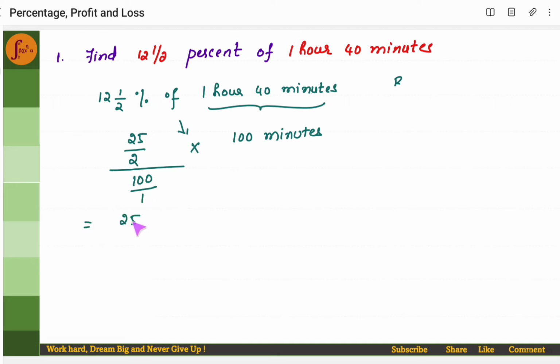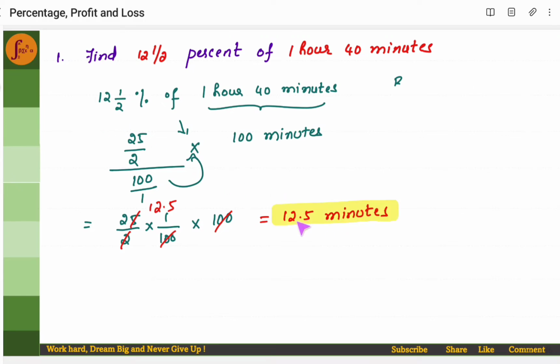So I'll get 25 by 2 and I'll take this up, so it will become the reciprocal. 100 by 1 will become 1 by 100 into 100 minutes. So this will be 12.5 minutes. So the answer is 12.5 minutes.